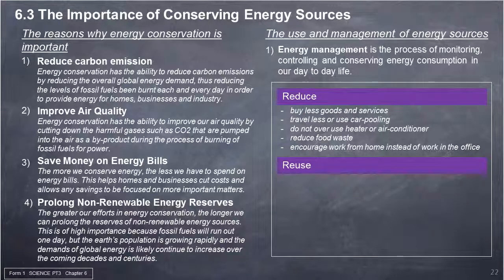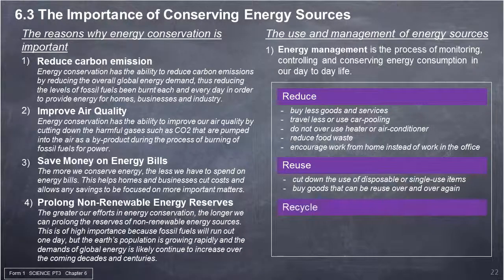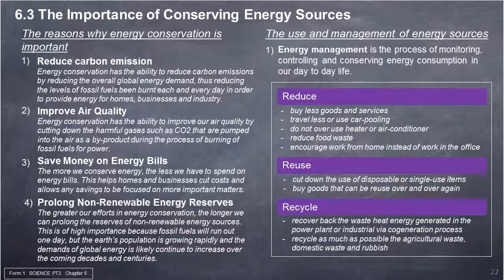Reuse: cut down the use of disposable or single-use items. Buy goods that can be reused over and over again. Recycle: recover the waste heat energy generated in the power plant or industry via the cogeneration process. Recycle as much as possible the agricultural waste, domestic waste, and rubbish.